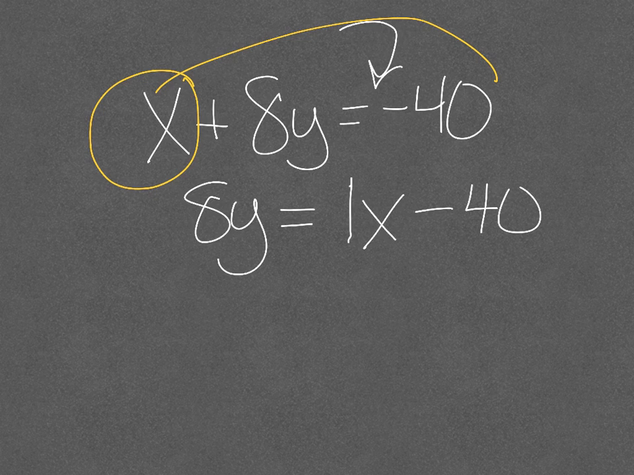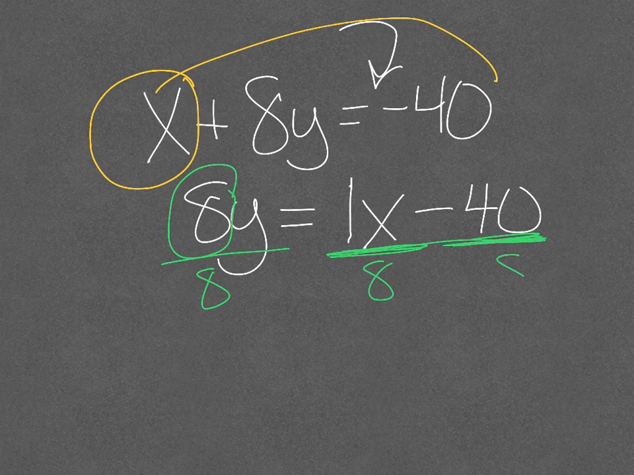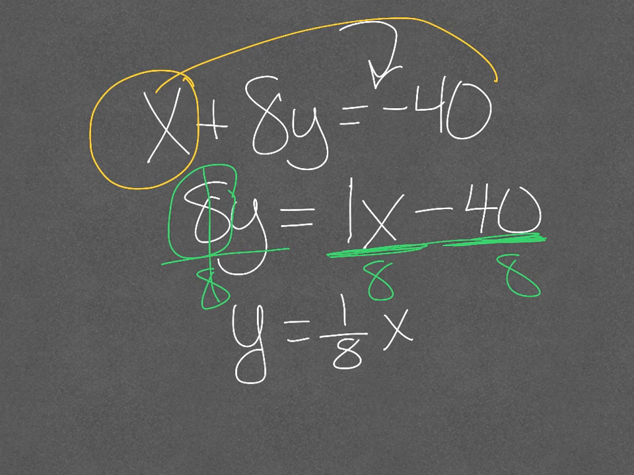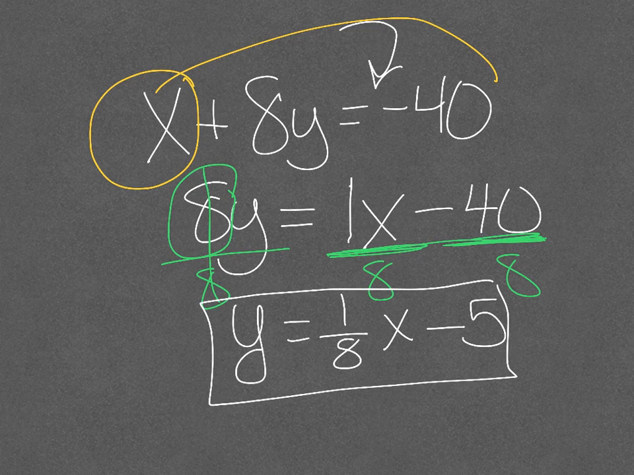Okay, so now we're going to divide each term by the coefficient of y. So 8 divided by 8 is 1y. And then this is going to be your slope, so we're going to leave it 1 divided by 8. And then bring your x down. Minus 40 divided by 8, so minus 5. And that's our answer.